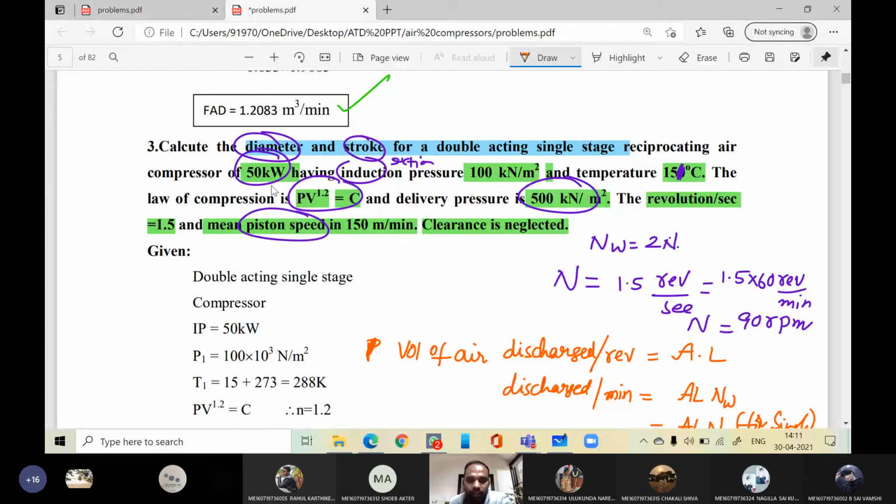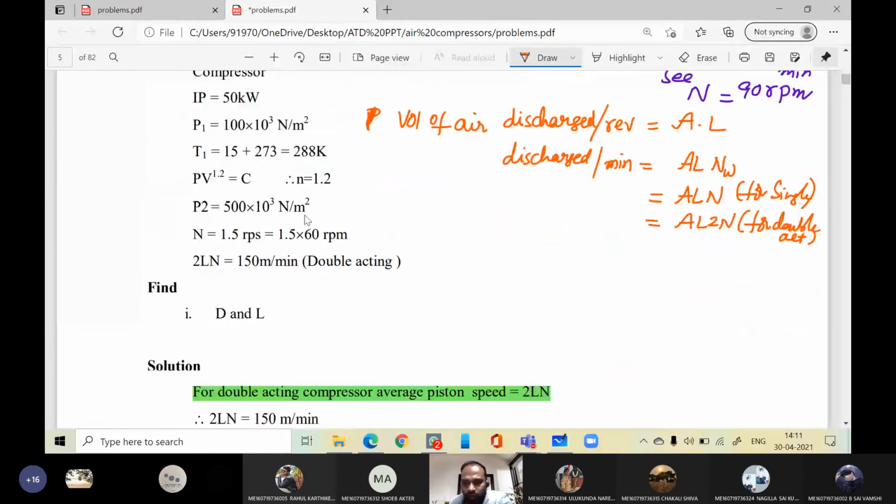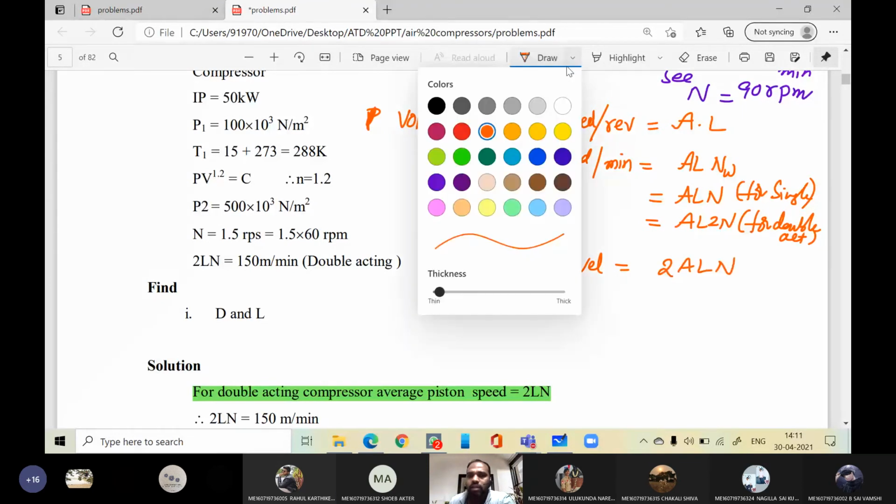It is double acting here, given, right? So therefore, discharge per minute is given. What is discharge? Discharge is nothing but area into velocity. Yes or no? It is nothing but 2AL into N. Please answer. Yes, right? So discharge is nothing but area into velocity.